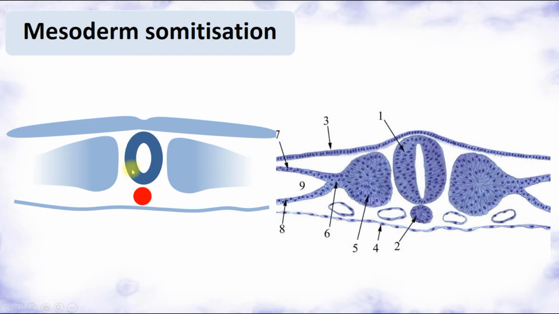And the neural tube causes some changes in the neighboring tissues which surround it. This paraxial mesoderm undergoes changes. It forms somites. It undergoes somitogenesis. So this paraxial mesoderm undergoes segmentation. It's divided into small groups of cells, which are called somites.